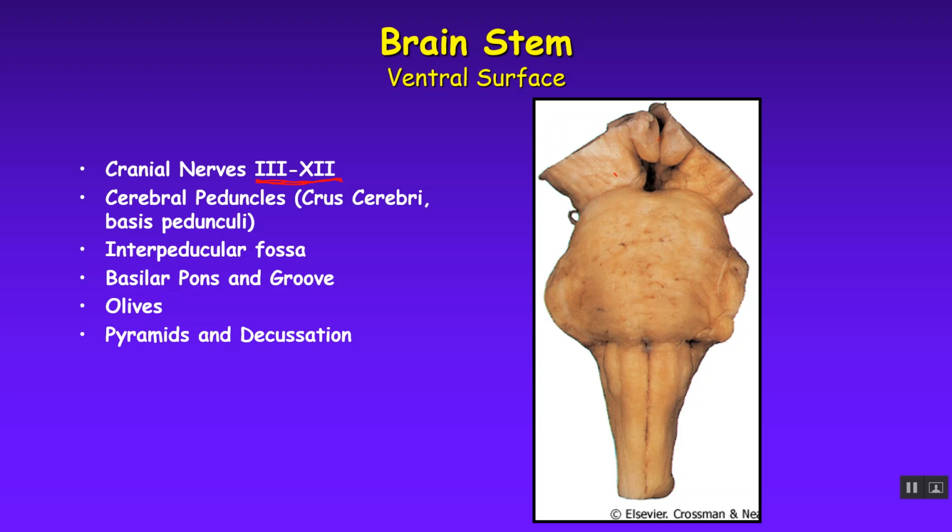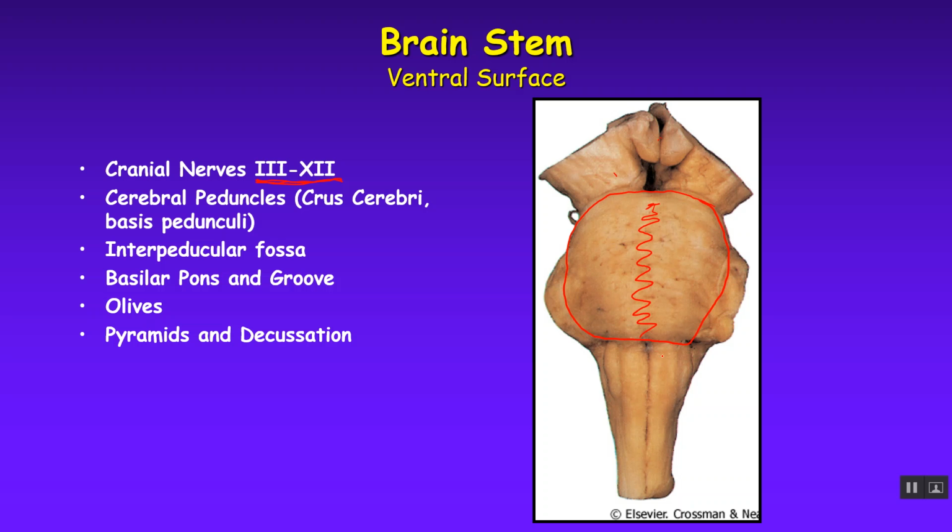The basilar pons is just this whole front part of the pons. This bulbous, rounded front part is called the basilar pons. And then there's a groove in here. It's kind of subtle, but there's a basilar groove. They call it the basilar groove because your basilar artery lies within it, and it's part of your basilar pons. So there's a little groove there that the basilar artery runs in, which we'll cover when we get to blood supply.